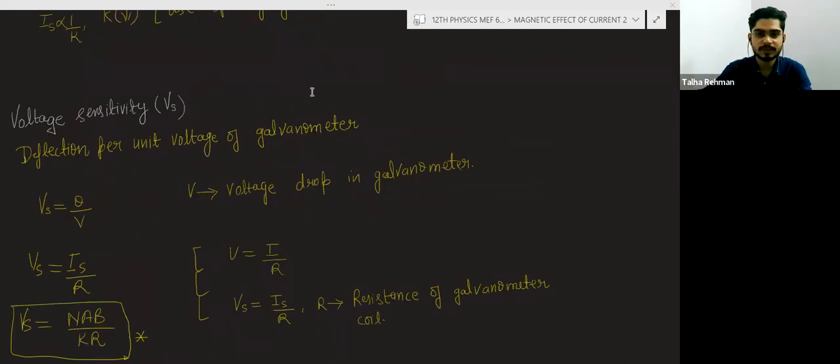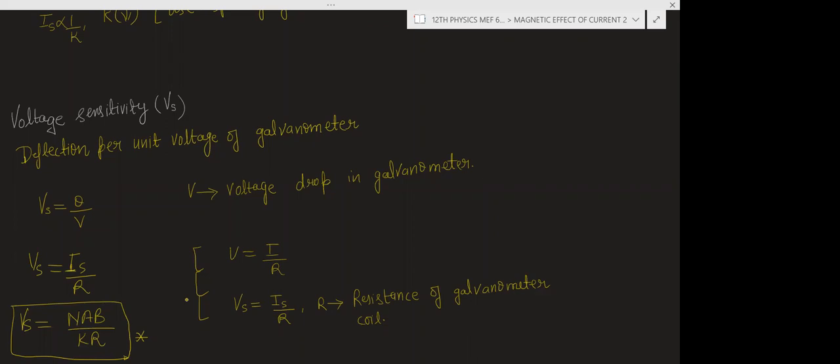So voltage sensitivity is deflection in the galvanometer divided by the voltage of the galvanometer. The voltage sensitivity is current sensitivity divided by the resistance. So V is equal to IR.